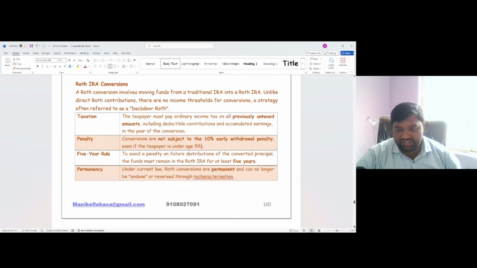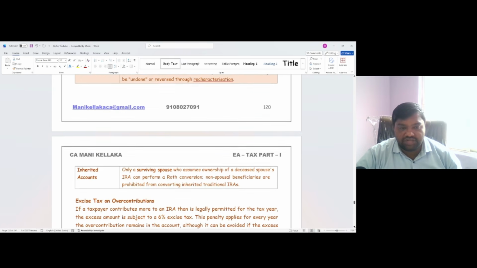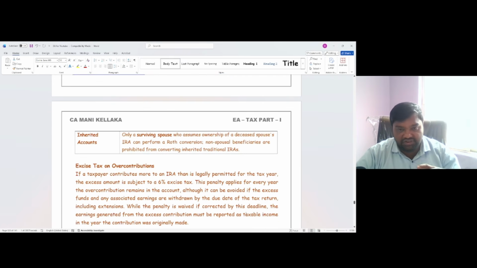Roth IRA conventions. So next thing is, I told you, if you are making an over-contribution, there is something called an excise tax. You can read it here. If a taxpayer contributes more to an IRA than legally permitted for the tax year, the excess amount you are contributing is subject to a 6% excess tax. So extra tax you have to pay. It is not worth it if you are paying 6% and whatever returns you are getting don't match.